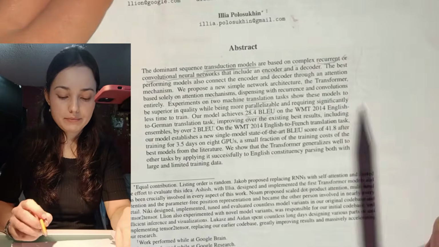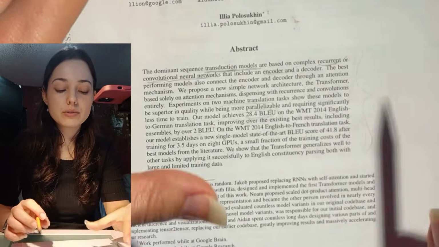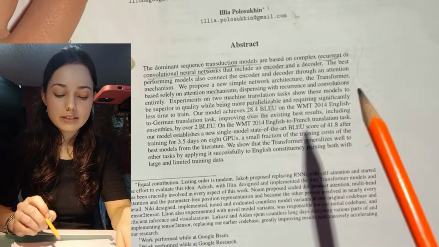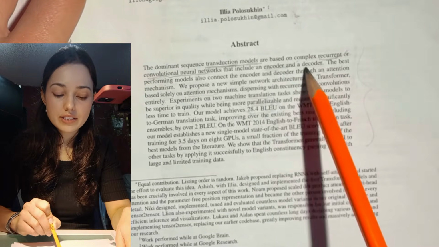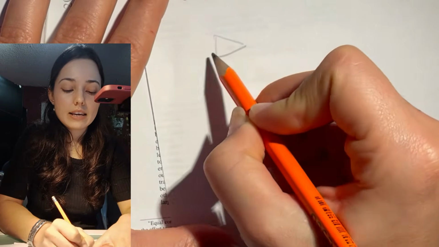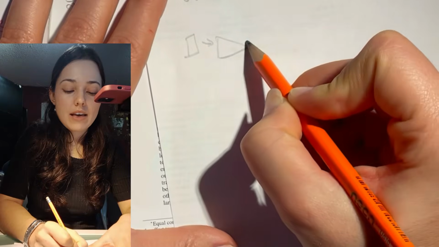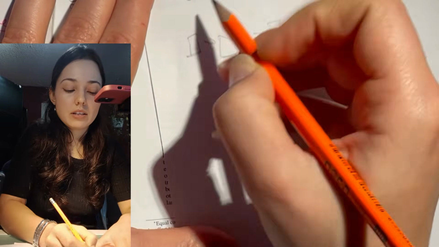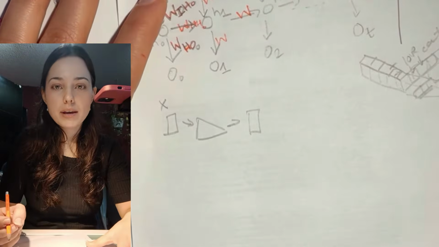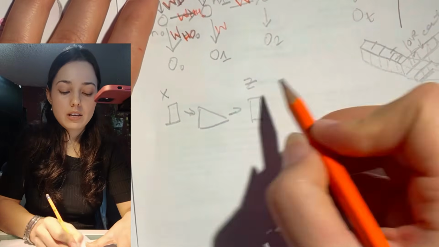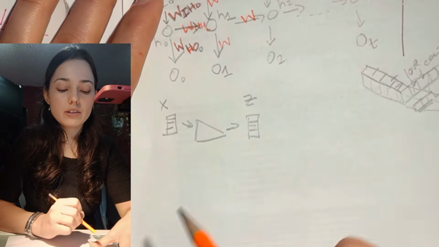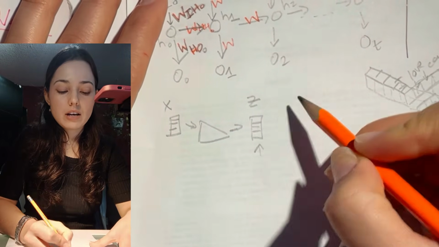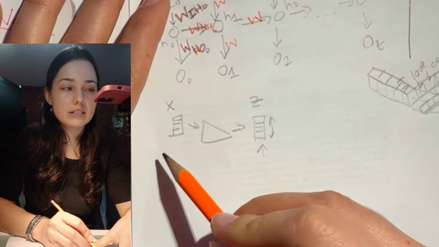Okay, let's continue reading here. Most of these transduction models, which again are sequence-to-sequence models, are based on complex recurrent or convolutional neural networks that include an encoder and a decoder. Encoders and decoders usually take in some kind of vector input, let's say the input is X, and embed it into some latent space, Z, where this is some higher dimensional vector, and they're not necessarily the same size. Usually this dimension is smaller than the input dimension.